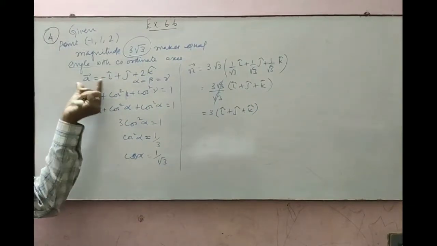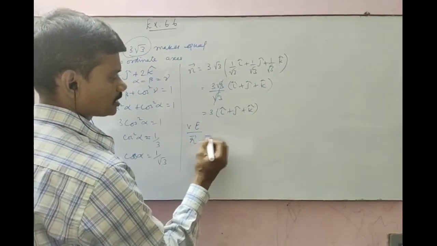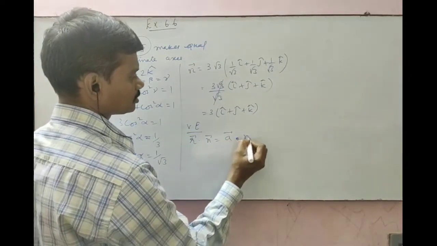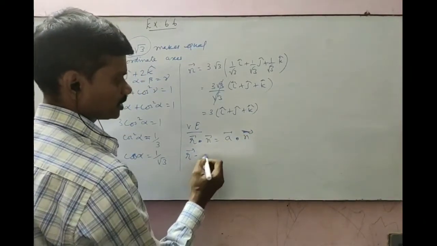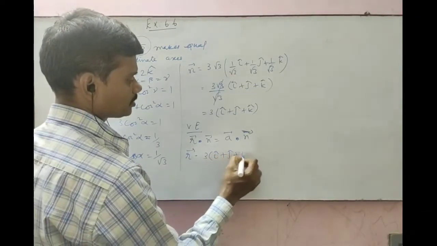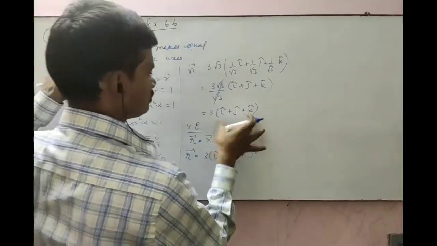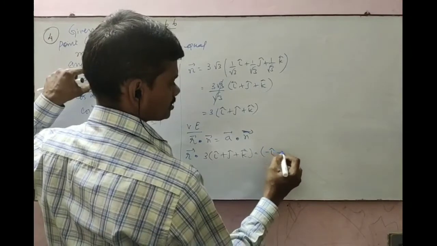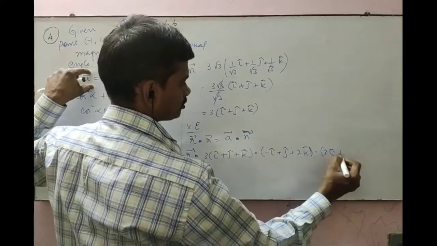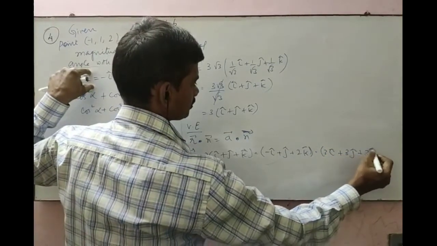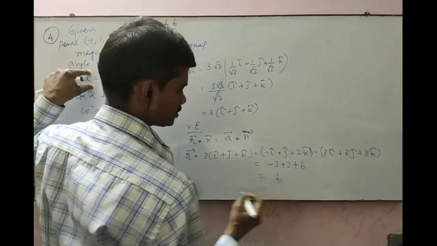So from this A and n, you can write the vector equation, the Cartesian equation. The vector equation is r dot n equal to A dot n vector. So r dot, here n vector is 3 times I plus j plus k, equal to the dot product of these two, A dot n, A is minus I plus j plus 2k dot 3i plus 3j plus 3k, gives minus 3 plus 3 plus 6. So the answer is 6.